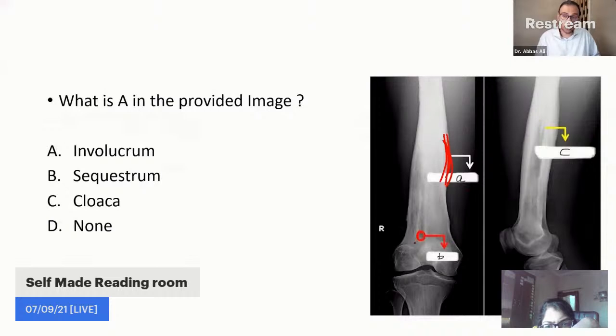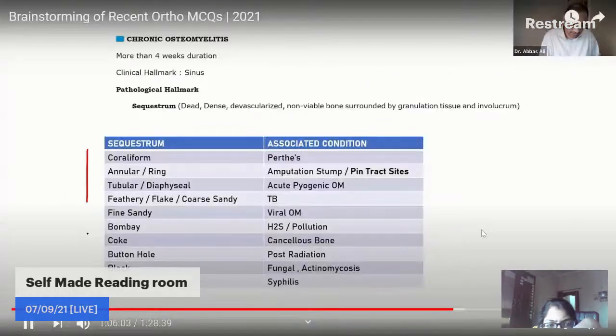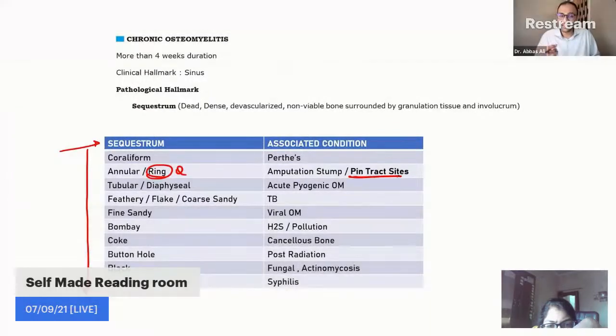This is the new bone formation. So A is the involucrum. The opening here is the cloaca in the involucrum. And this dead, white, dense bone hidden inside is the sequestrum. This is chronic osteomyelitis. Please remember this list: the various sequestrums and the various conditions. The ring sequestrum has been asked recently, seen on the pin track sites of external fixator.